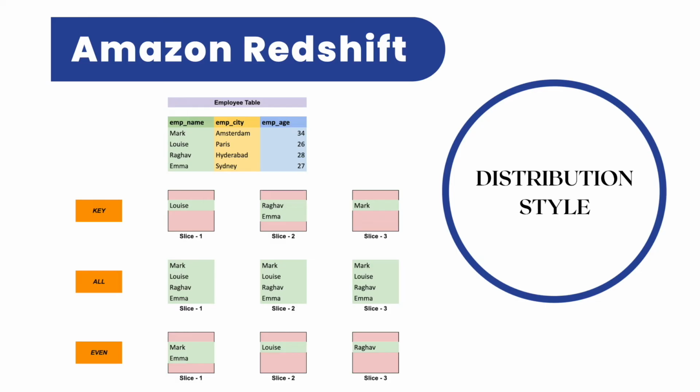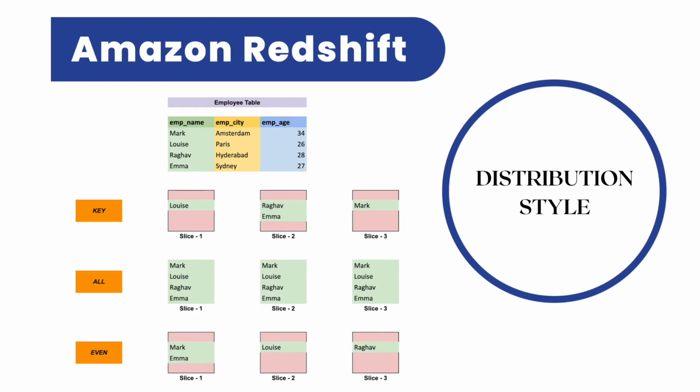We all know that Amazon Redshift is a columnar database. There is a standard manner in which table data is stored into the storage blocks, and that is nothing but the distribution style. So depending on the distribution style of the table, Amazon Redshift decides how the data will be stored in the storage blocks. There are 4 different types of distribution styles available in Amazon Redshift. The first is key, the second is all, the third is even, and the fourth is auto.